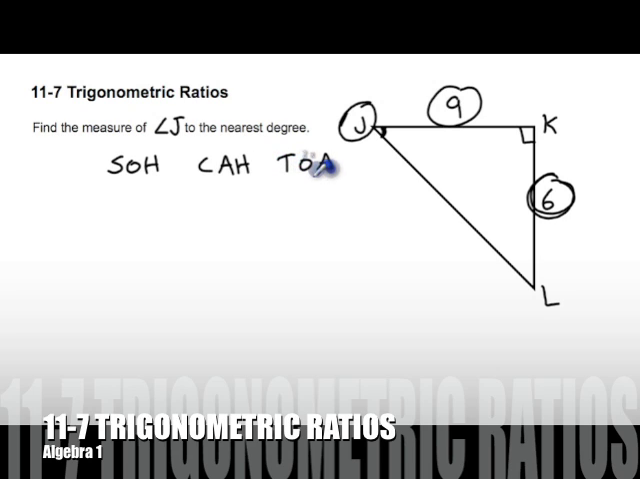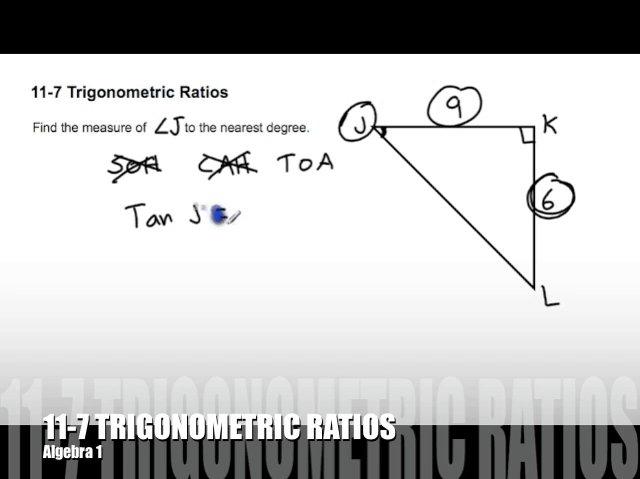And the correct answer, well, let's check. Opposite, yes. Hypotenuse for sine, no. We don't use the hypotenuse. We don't know what it is. And cosine also uses the hypotenuse. So we're going to use tangent, because tangent uses the opposite and the adjacent, which are the ones we have. So let's go ahead and find the tangent of J.